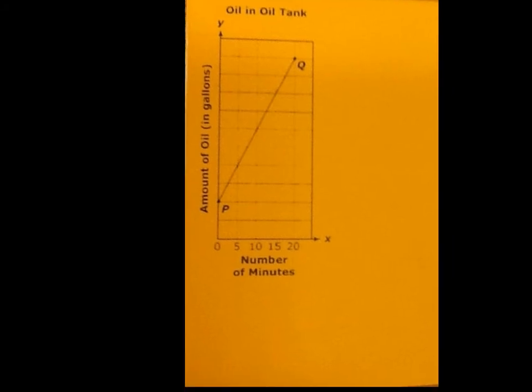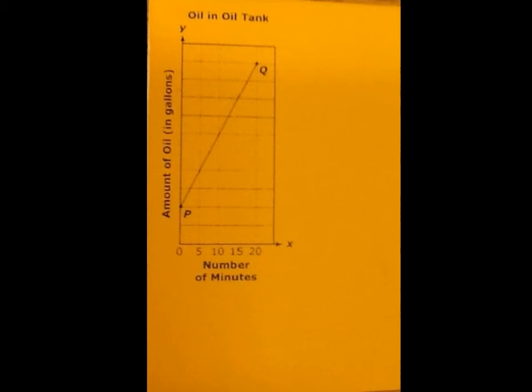Last but not least, we have oil in our tank. Oh, actually, it's not last but not least. I think I have one more after this. So, we are looking at oil in an oil tank. To start out with, again, I am looking at my slope and I'm finding those nice places where this line crosses on the graph. Notice these nice places.